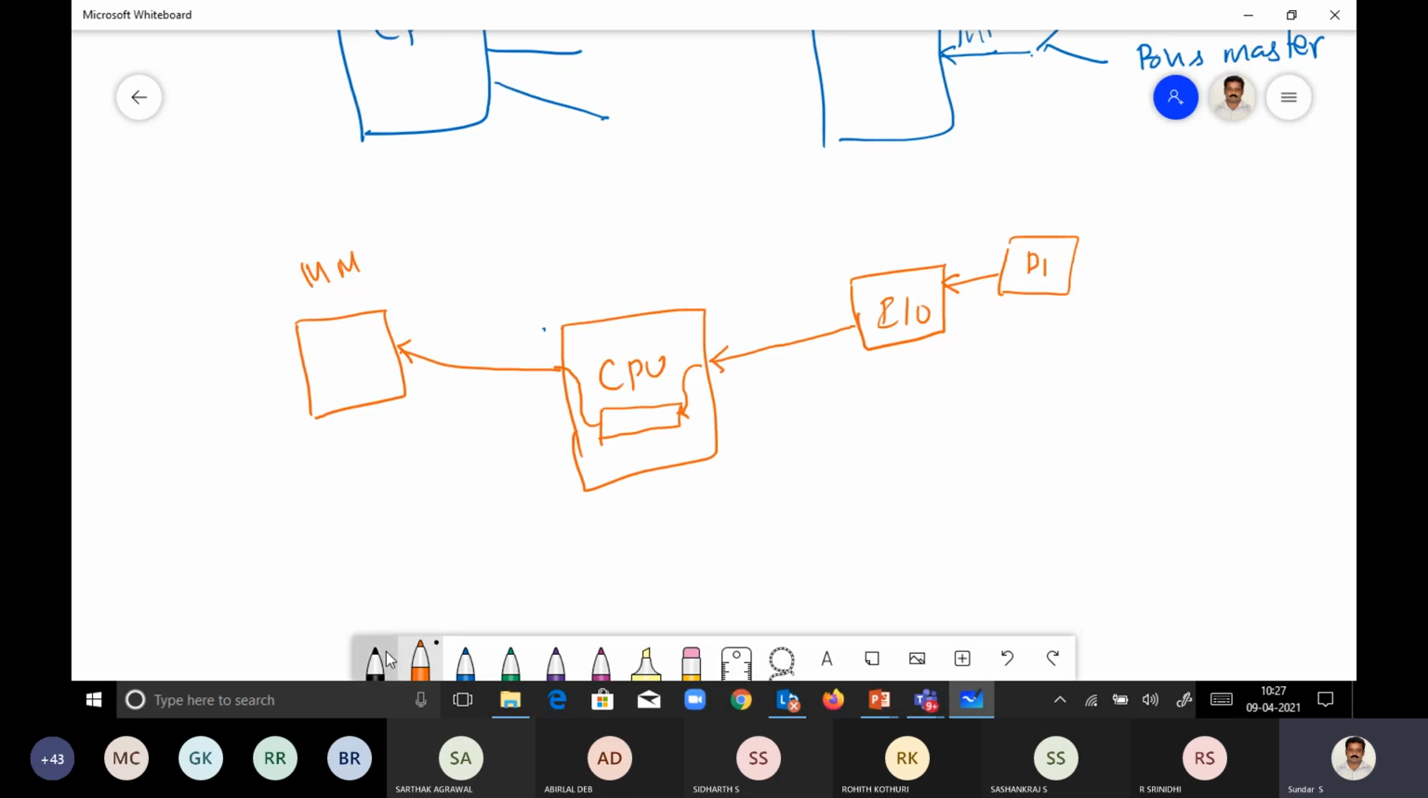I repeat again. The device wants to send data. So first it will send the data to the IO interface. In the IO interface, we have a data register. In that, first the data will be stored. Then the stored data will be sent to the CPU. In the CPU, we have a register, say accumulator or some special registers. They will collect the data from the IO interface. Then it will be forwarded to the memory.